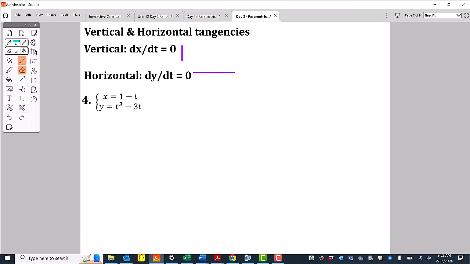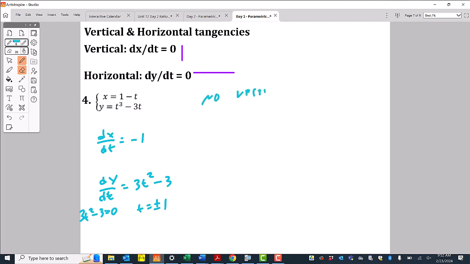So all we're going to do when we're finding the tangencies, we take the derivative. Well, that one's going to be negative 1, so that's never going to be 0. And this one is going to be t equals plus or minus 1, right? When it's equal to 0. So this one's equal to 0. Let's actually show that. All right, at t equals plus or minus 1. So there's no vertical tangencies, and we have a horizontal tangency at t equals plus or minus 1.